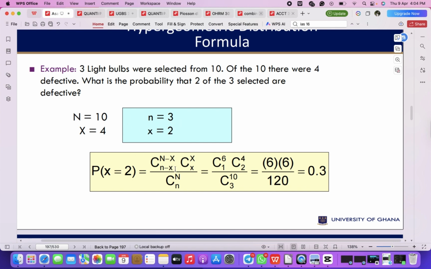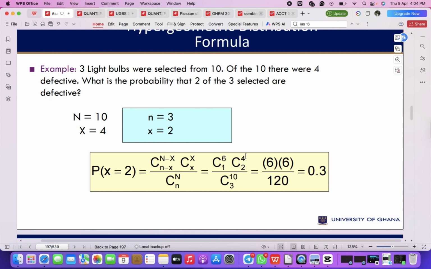And then we know our formula, right? So we say probability of S is equal to 2, and we put them in this formula. So we get 6 choose 1, 4 choose 2, out of 10 choose 3, and this is what we are going to get. This 10 choose 3, this 10 represents the total number of bulbs, and this 3 is the sample size that was selected. This talks about the failure, and this talks about the success.